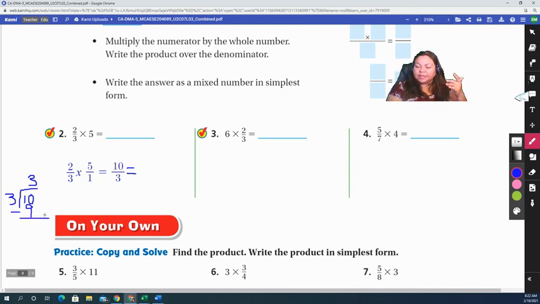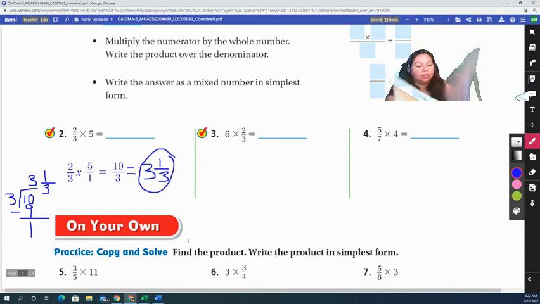I'm going to subtract that. 10 minus 9 is equal to 1. So I have 1 left over, and that will go over whatever I'm dividing it by, which is 3. That will be my denominator. So when I write it as a mixed number, it's 3 and 1/3. And that is the answer. 3 and 1/3. All right.